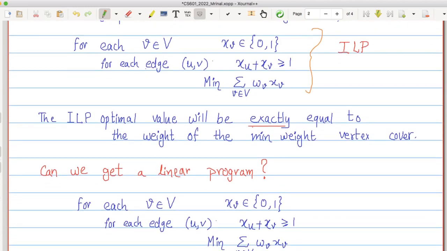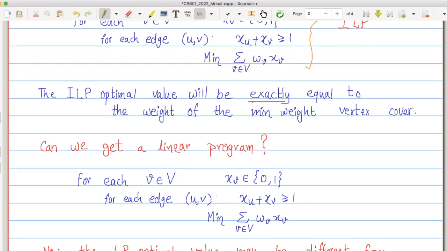So there is a natural way to convert it into a linear program. One of the constraints is already linear, right? This edge constraint, and our objective function is also linear. The only problematic part is this condition that each variable is either 0 or 1. So we can replace it with linear constraints like xv should be between 0 and 1, right? So now xv can be any real value between 0 and 1. So now it is indeed a linear program.